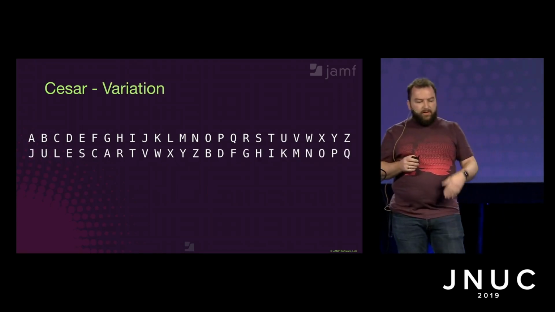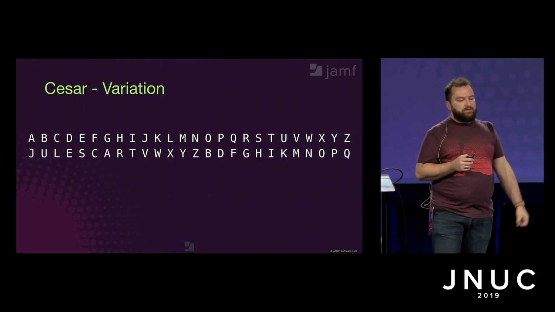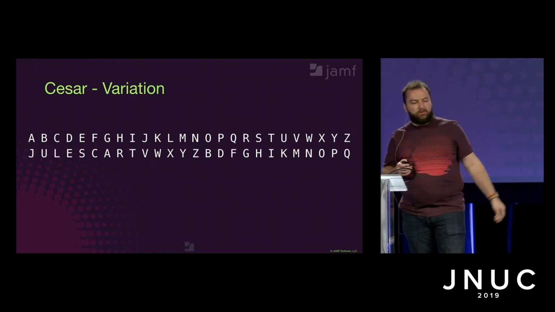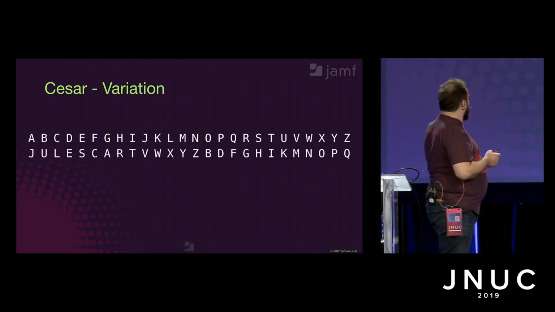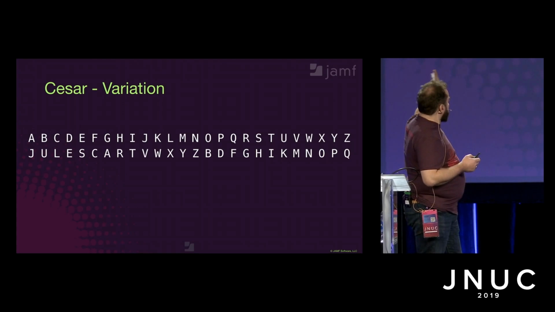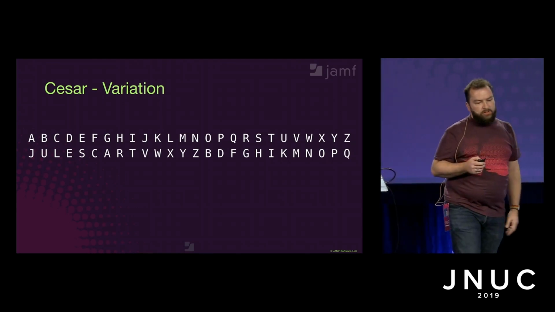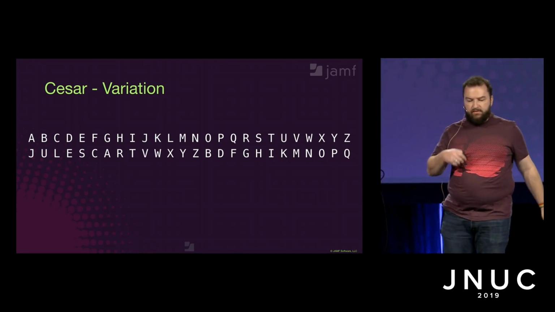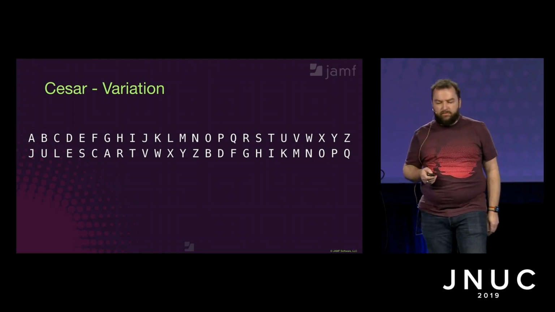You can also make some variations by starting the second alphabet with a special word like Jules César, because I wrote this in French, so it should be Julius. So you take the letters of the word, and then you start shifting everything else, and you go on. Same thing, just a variation.